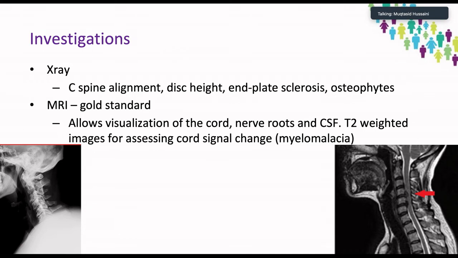MRI remains the gold standard for confirming the diagnosis. It allows visualization of the spinal cord, nerve roots, and CSF. The T2 weighted images are especially useful as they help you assess for cord signal change, which shows up as myelomalacia on the MRI.